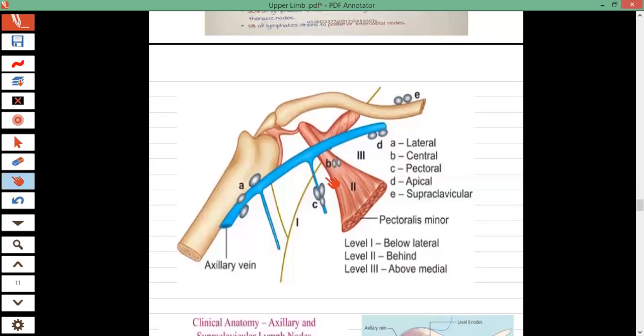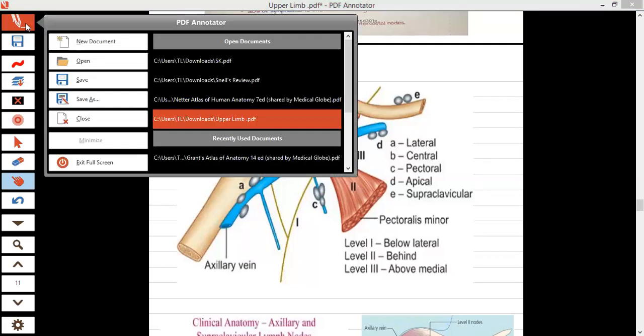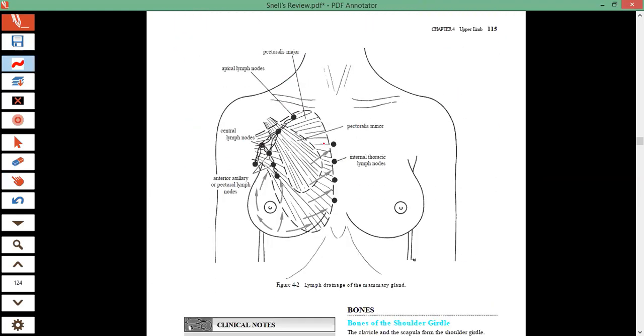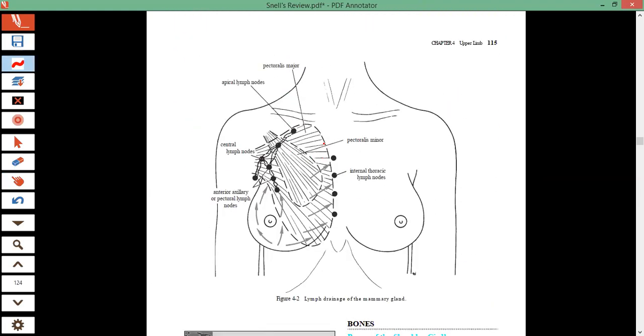Now we are going to discuss the lymphatic drainage of the breast and then its clinical correlations and important points. So first of all, we take this picture. See here. Now lymphatic drainage of the breast is very important.